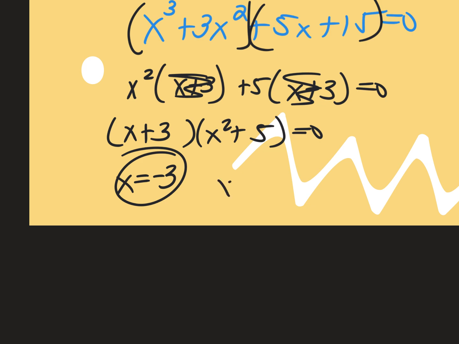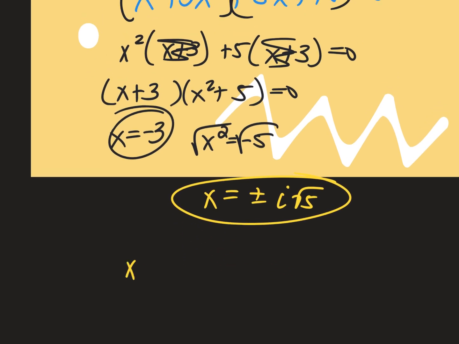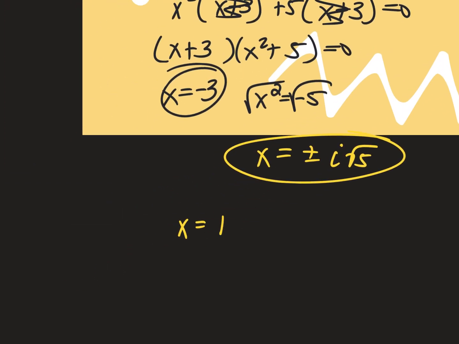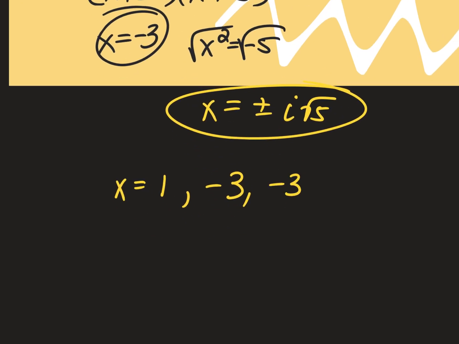Now here when I solve, I get x squared equals negative 5 to where I do what? Take the square root. I get x equals plus or minus i square root of 5. Do I have all 5 of my answers? Yes. Okay, let me write them out so you guys can see them. I have x equals, what was it, 1? 1. Then what? Negative 3. What was another one that we got? Oh, negative 3. Okay. And then what? Plus or minus i square root of 5.